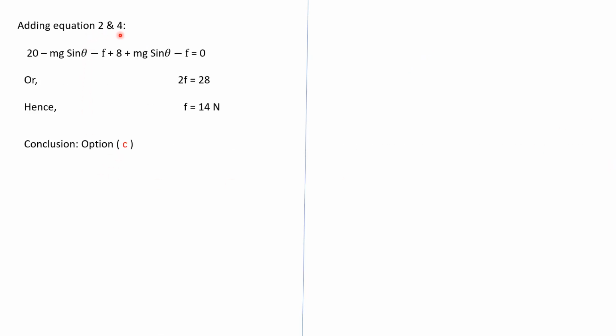So we will add equations number 2 and 4. 20 minus mg sin theta minus f plus 8 plus mg sin theta minus f will be equal to 0. So your mg sin theta will cancel out. So 2f will become 28, 20 plus 8. So the friction force is equal to 14 Newton. You can check in the options. Option C has given 14 Newton. So the answer is option C.